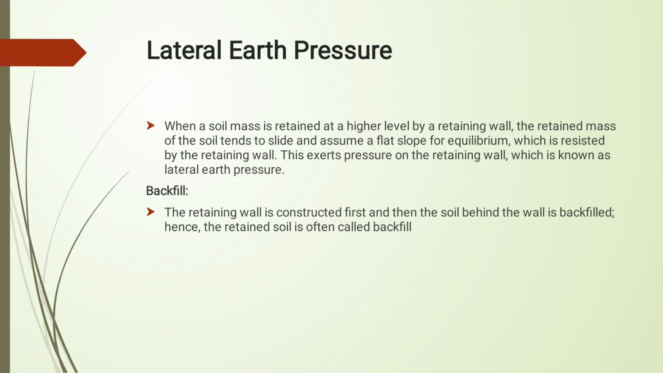First one, lateral earth pressure. When a soil mass is retained by a retaining wall, the soil mass tends to slide. Due to this, pressure may be exerted on the retaining wall. That pressure is called lateral earth pressure. Next one is backfill. When a retaining wall is constructed to retain a soil mass, the retained soil mass is called a backfill.